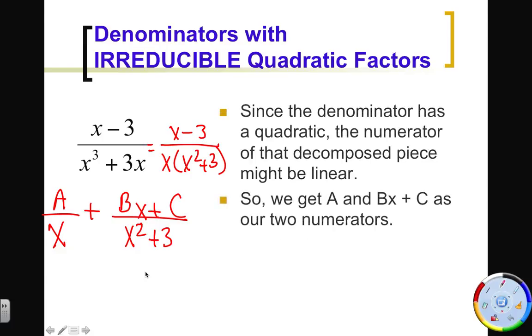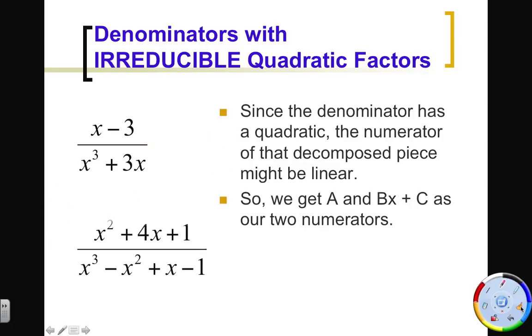Okay, and again, the process is still the same. Multiply by the common denominator, FOIL, distribute, and get all of your A's, B's, and C's as numbers at the end. Okay, so another example here would be this one: x squared plus 4x plus 1 over x cubed minus x squared plus x minus 1.